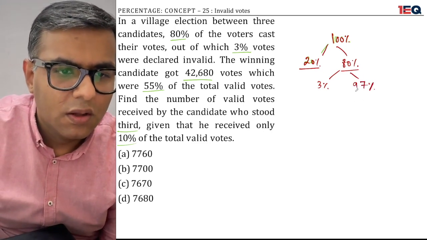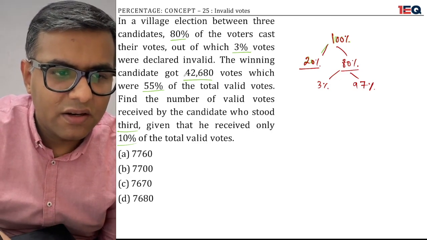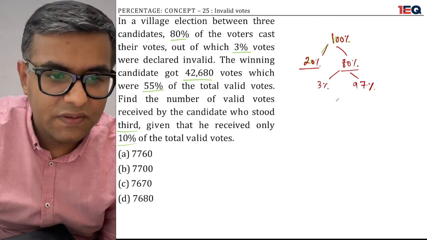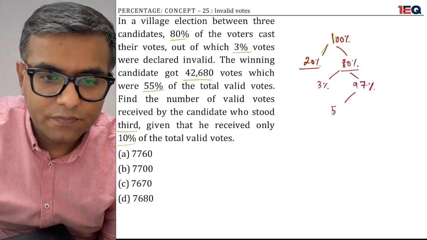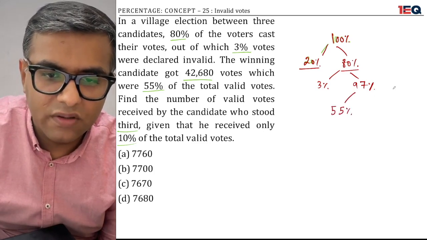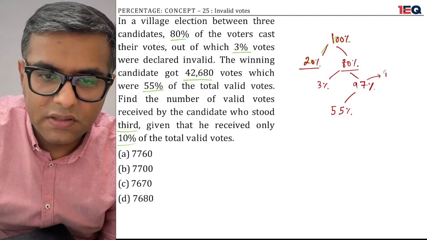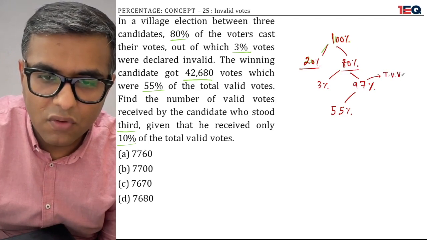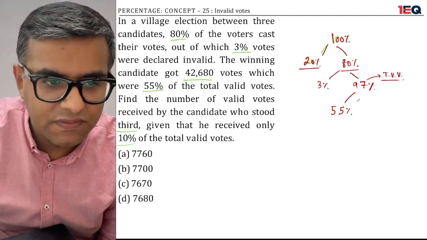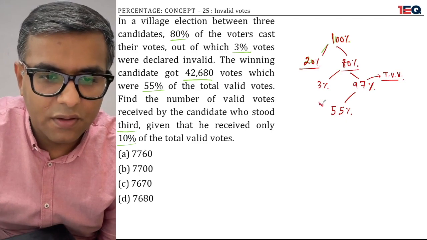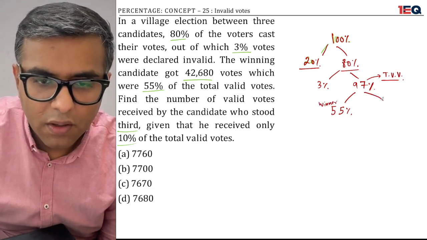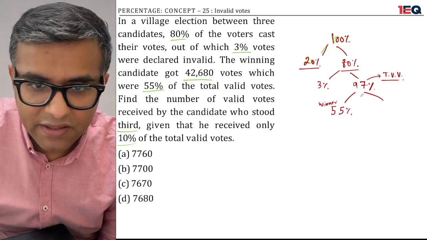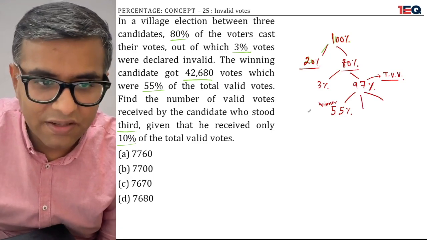Now, the winning candidate got 42680 votes, which were 55% of the total valid votes. These are the total valid votes, TVV. Total valid votes 55%. This is the winner. Now there are three candidates, so two more percentages are yet to come.